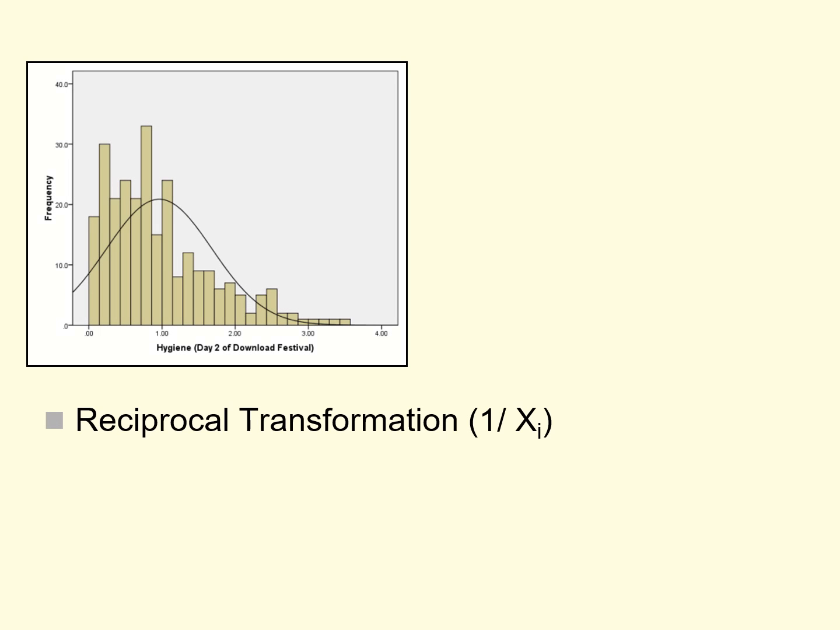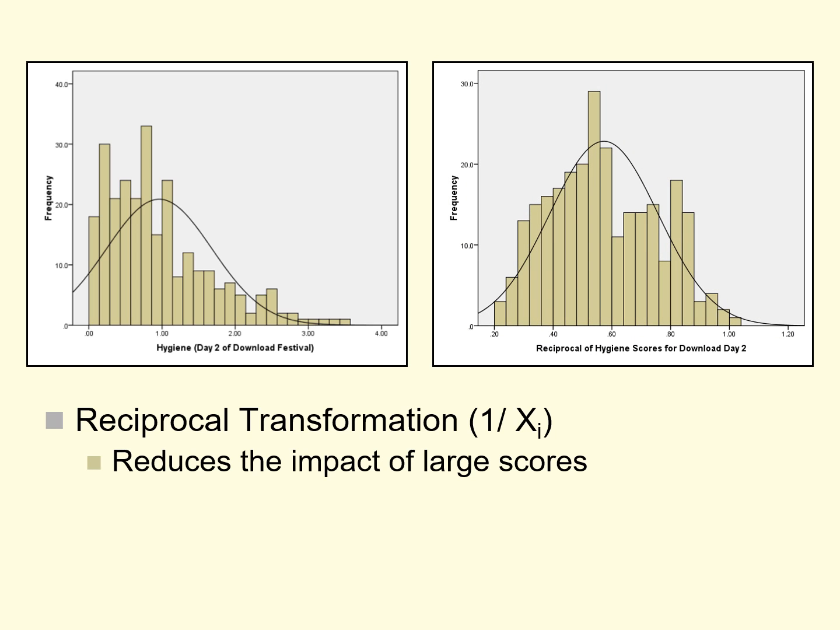Here's another example. We could take our raw data and we could do a reciprocal transform on it. Again, taking each value in the data set, and in this case, putting 1 over it. And if we did that, we would again reduce skew. We take the impact of large values and make that impact much smaller.